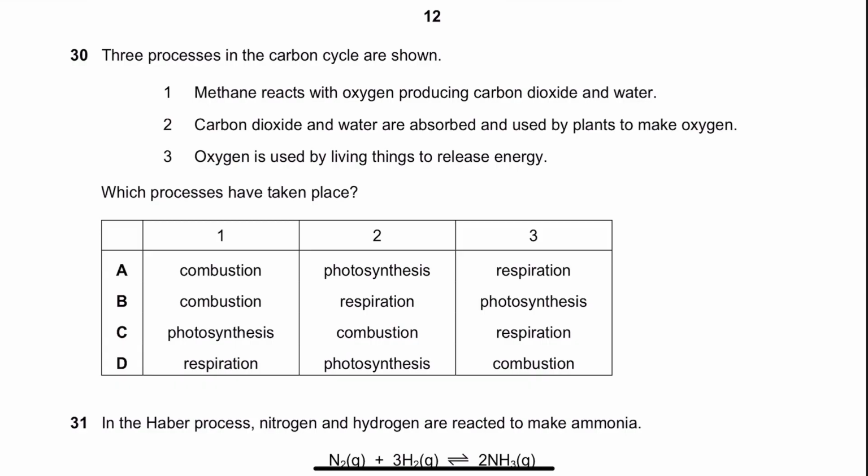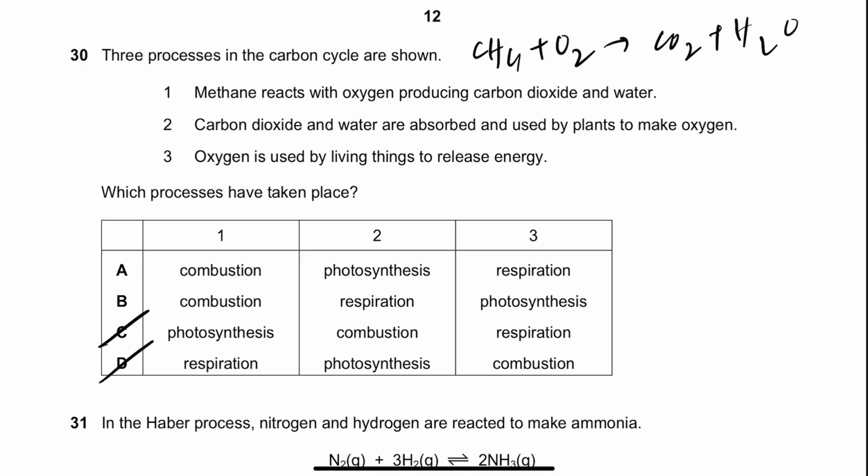So now question 30 says, three processes in the carbon cycle are shown. Methane reacts with oxygen producing carbon dioxide and water. Carbon dioxide and water are absorbed. Okay, so let's see what this is called. So methane reacts with oxygen. We realize when methane reacts with oxygen, carbon dioxide and water are formed, and this process is known as combustion.